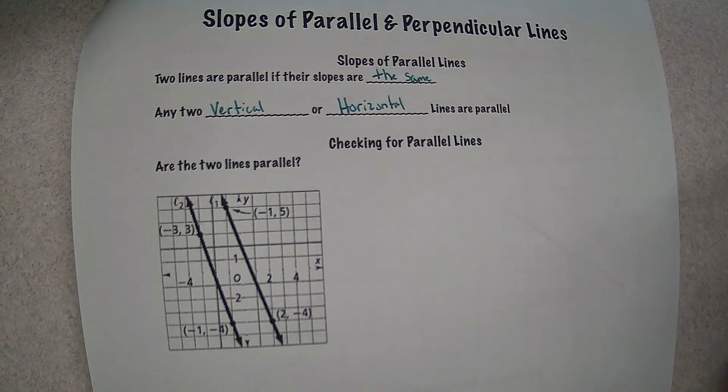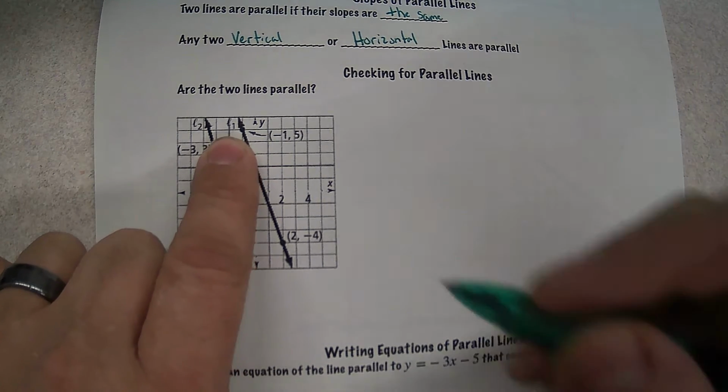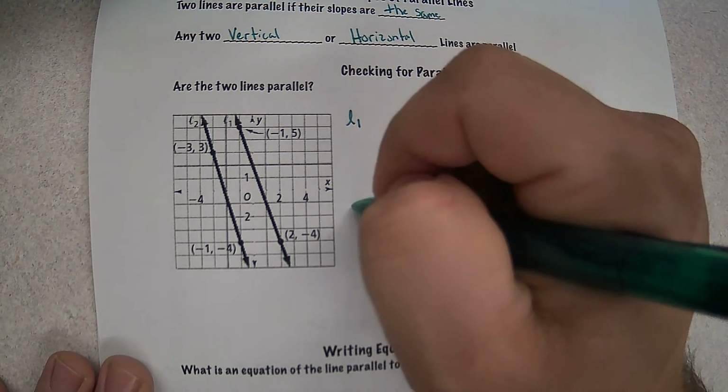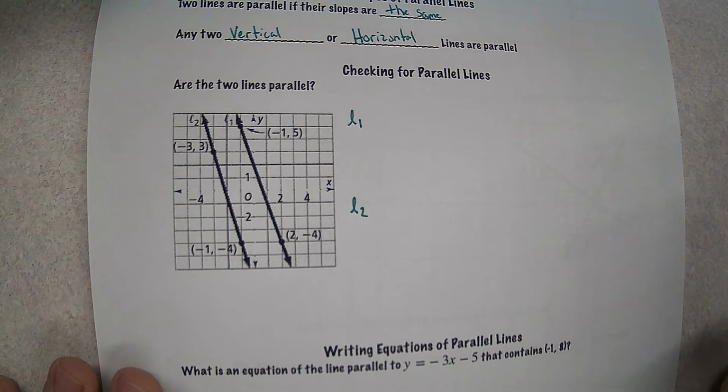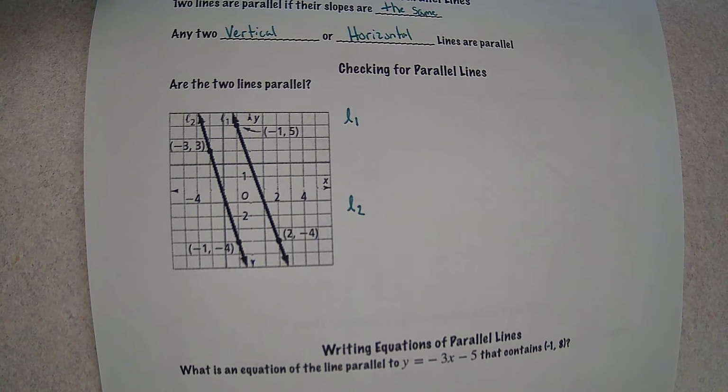So the first thing that we can do is check to see if lines are parallel. I look at these and, well, they kind of look parallel. But we have to be sure. So the way that we do that is we find the slope of each line. So you'll see L1, or line 1, and then we have L2, or line 2. And so we're going to find the slope of each of these. We have points that we can do that with.